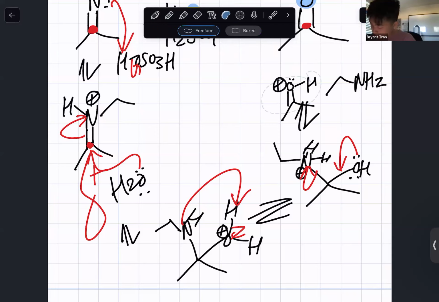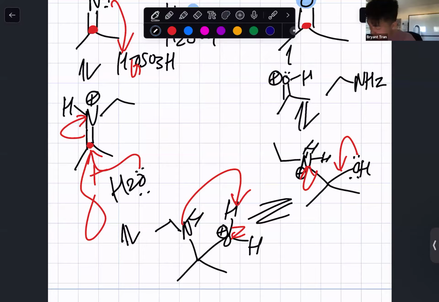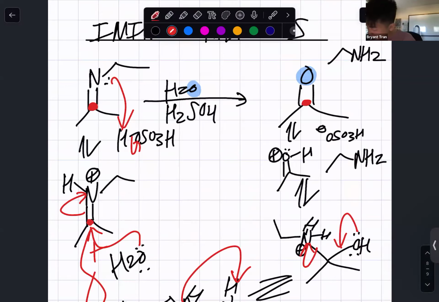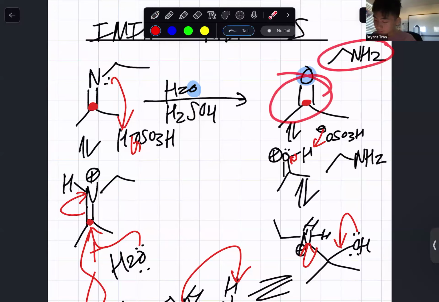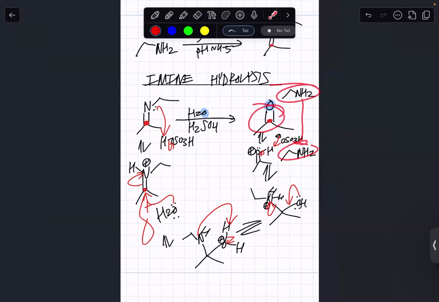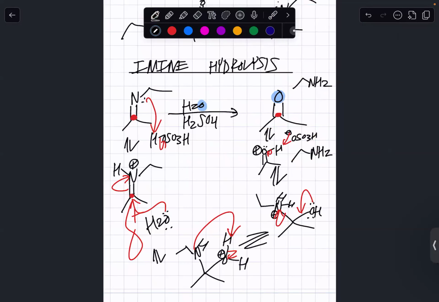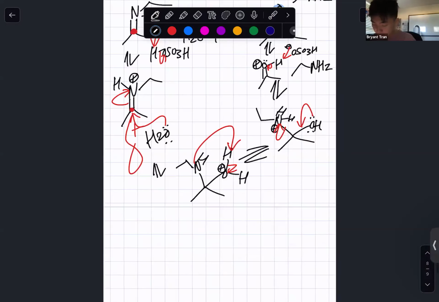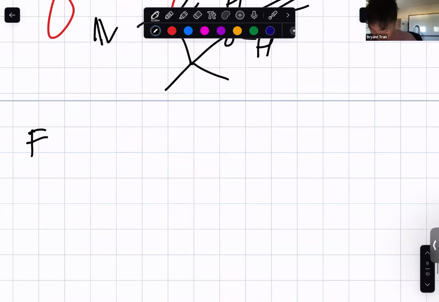And from here, we can then deprotonate this positively charged oxygen using that conjugate base to get this neutral carbonyl here, right? And that's hydrolysis of imine right there. Now let's talk about enamine, right?